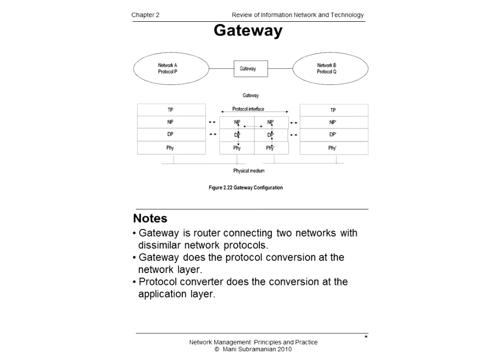Now this is the gateway. It is a router connecting two networks with dissimilar network protocols. It performs protocol conversion at the network layer, and a protocol converter does the conversion at the application layer. So this is the basic difference between the protocol converter and the gateway.